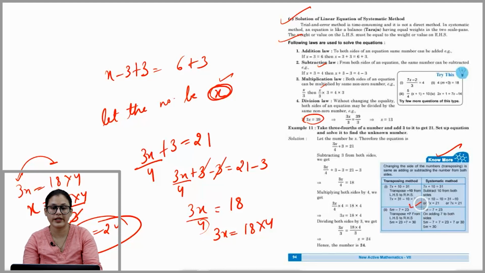See, in the transposing method, here in this equation we have transposed 10, minus 10, from LHS to RHS. So the answer here we will get is 21. And in the systematic method, we subtract 10 from both sides. In this case also we will get the same answer, right?